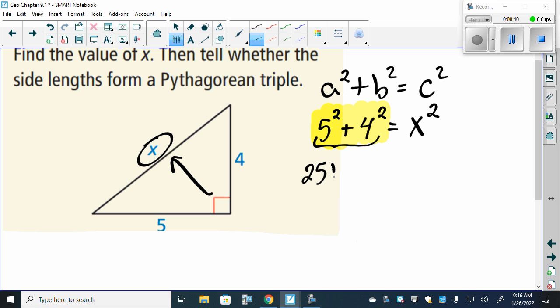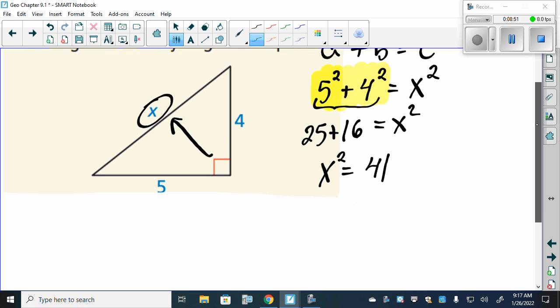Because if we did it step by step, it would be 25 plus 16 is equal to x squared. And it just tells us that x squared is equal to 41. So typing 5 squared plus 4 squared into the calculator would give us the answer. Not the exact value of x, but it would tell us what 5 squared plus 4 squared is. Because we still have to do one thing first, which is square root both sides. And the square root of x squared is x is equal to, but we don't include the plus or minus because we're only looking at the positive case.